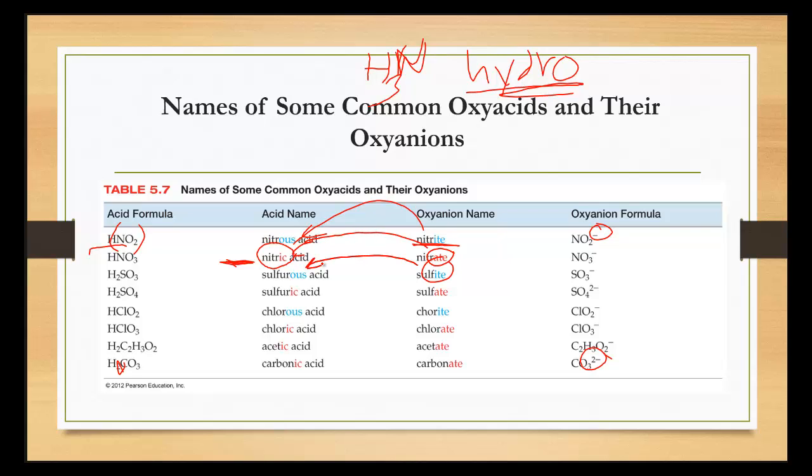So break it down. SO3 is sulfite. ITE becomes OUS, so it becomes sulfurous acid.